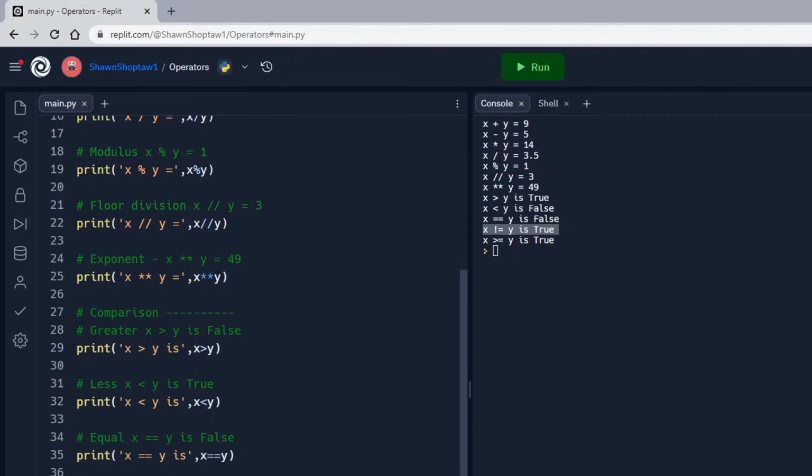And the last one that we're going to look at for our comparison is going to be less than or equal to. And this needs to be changed to false. So we're looking at x is less than or equal to y. We know that 7 is not less than or equal to y. We'll run that and we see x is less than or equal to y is false.